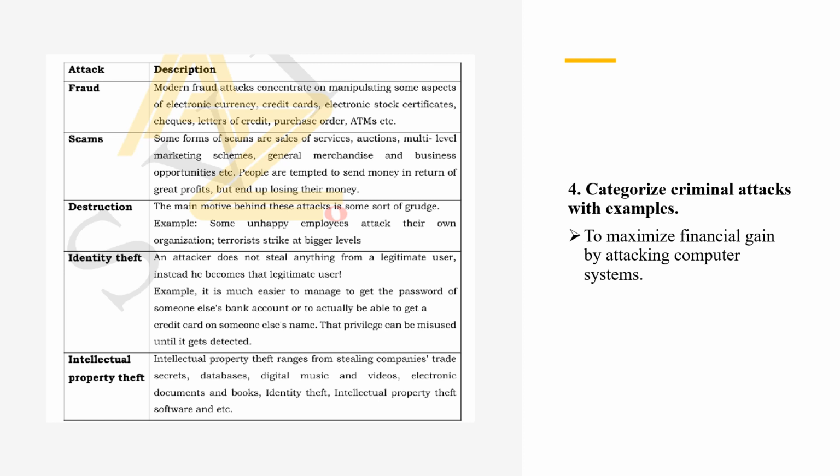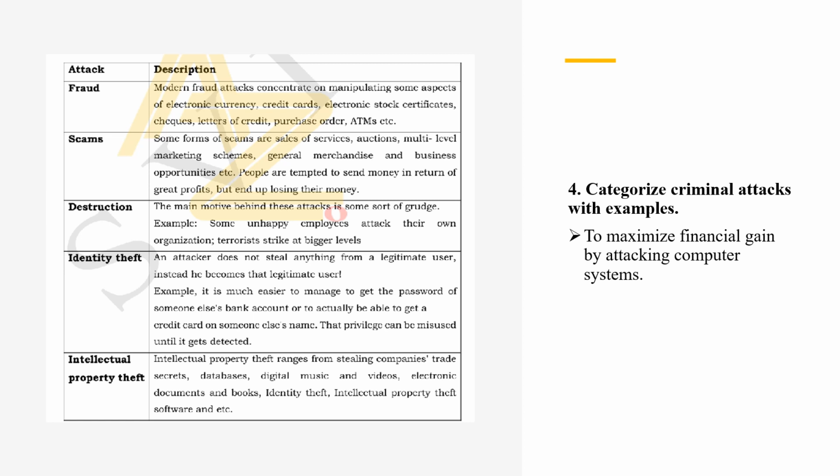So you have different types of criminal attacks: fraud, scams, destruction, identity theft, intellectual property theft. These are the common criminal attacks. So here, intellectual property theft is nothing but a person owning a property that is his own product. The other users can steal the product and they can use it for their business. So that is nothing but intellectual property theft.